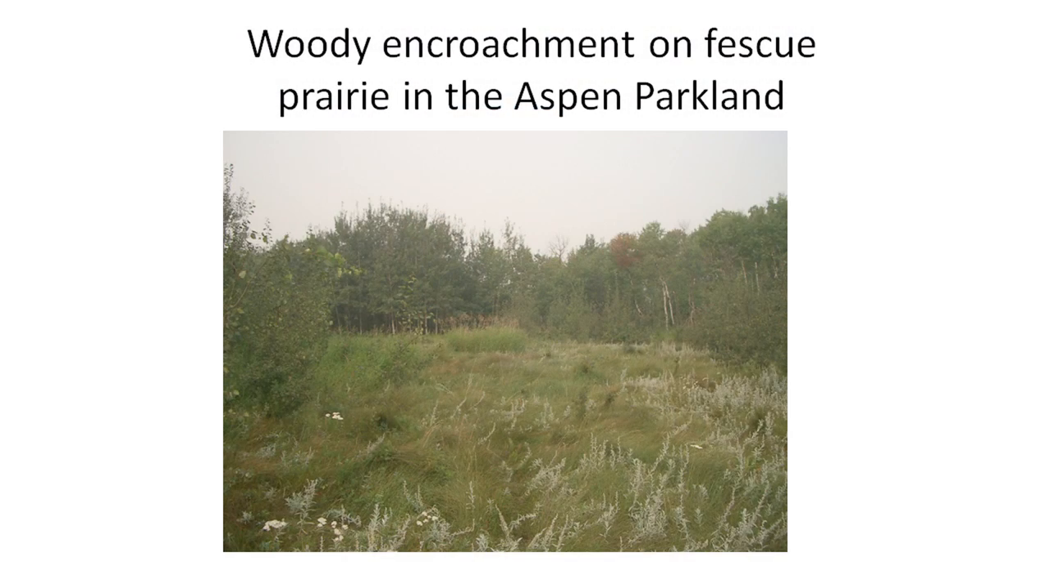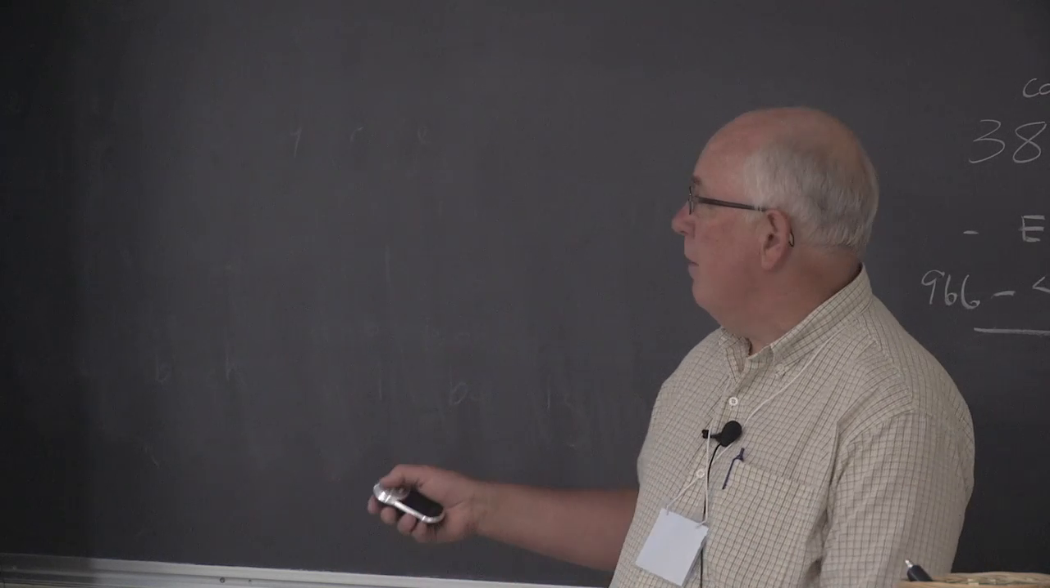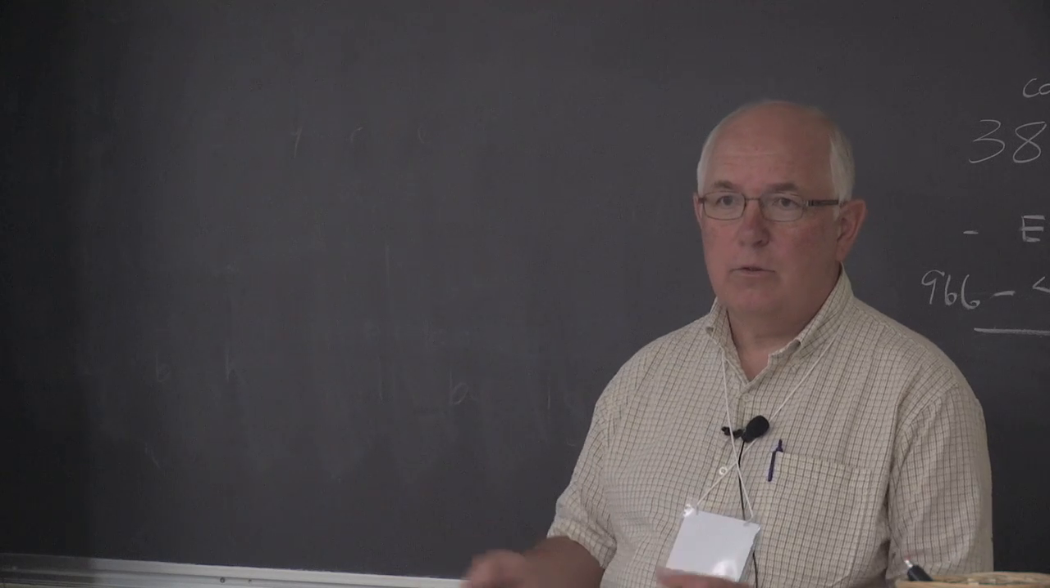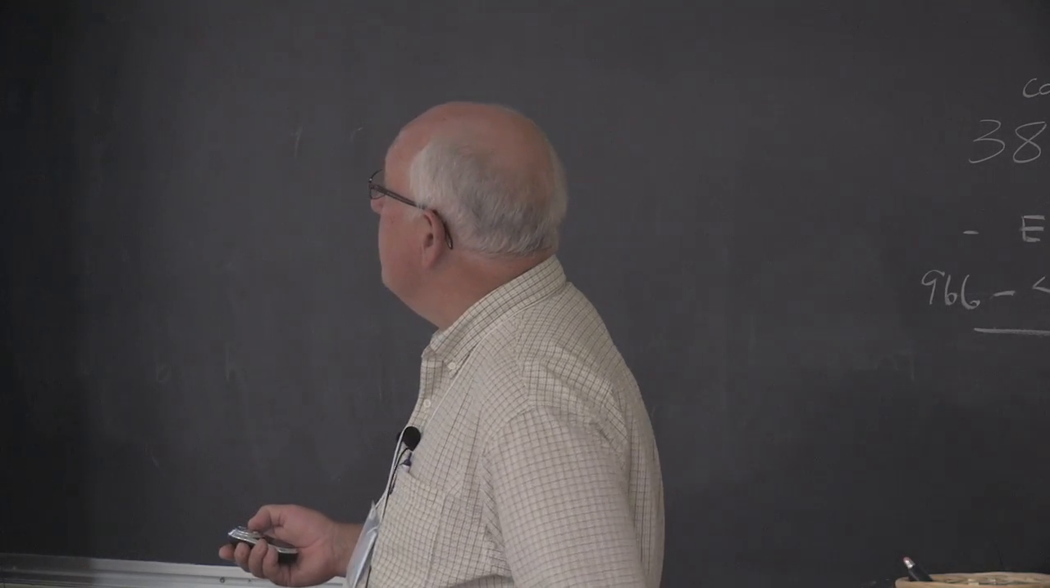So here's a kind of typical scene from a lot of our protected areas in the aspen parkland. We find a wildlife parcel, or in some cases a provincial park. We usually protect it pretty effectively. And here's the grassland gradually disappearing under a wave of aspen sprouts and also shrubs. So this is a big factor in the parkland.